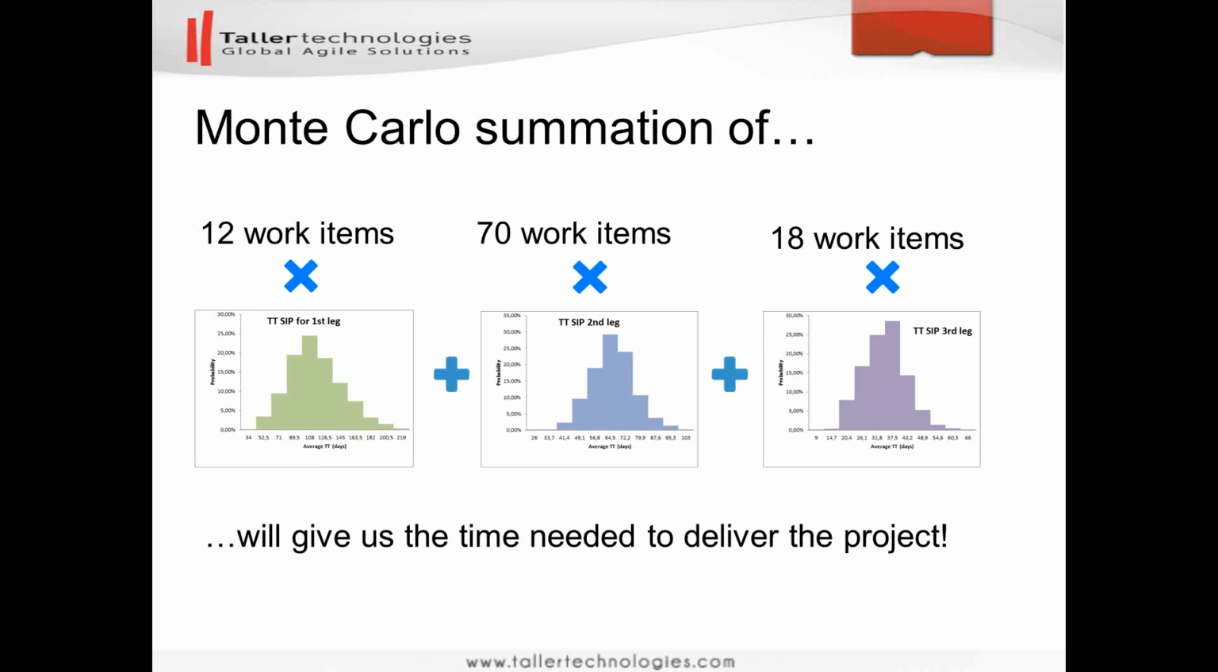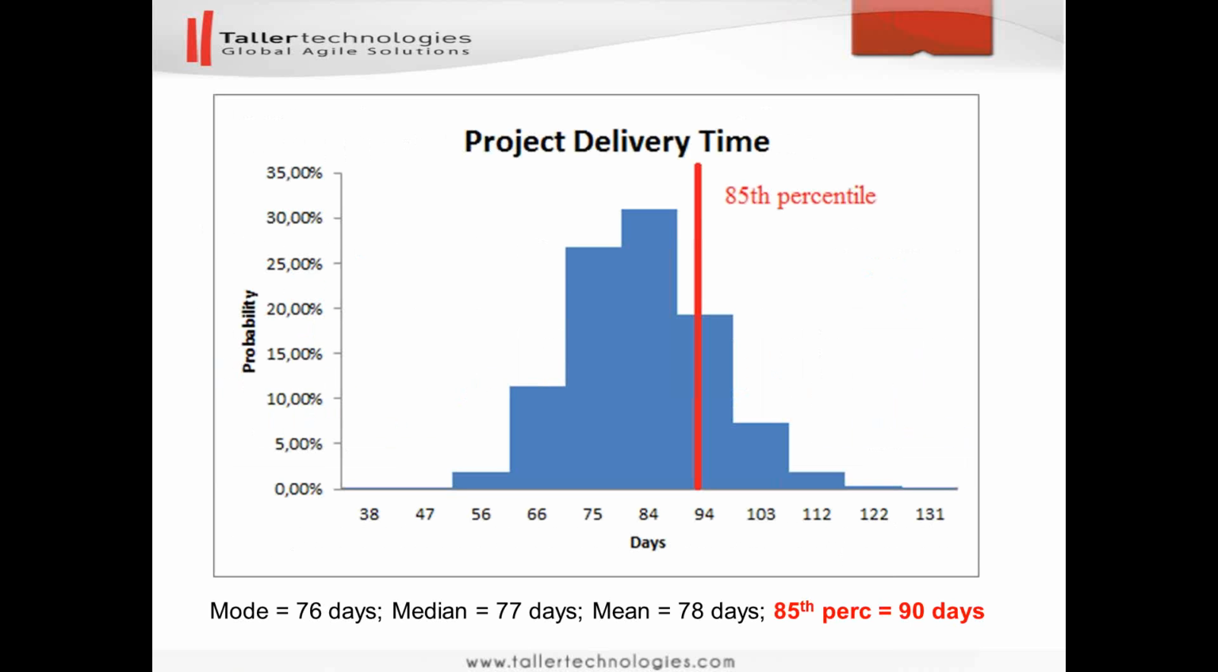Let's get back to the PowerPoint. When we do this, we end up with this. That's the important point: we are interested in the 85th percentile of the projected delivery time. Based on the projected delivery time histogram, we can end up with a single number, which in our case is around 90 days. So for this project, if we run it seven times, then six times out of these seven, we should have the project delivered in less than 90 days.